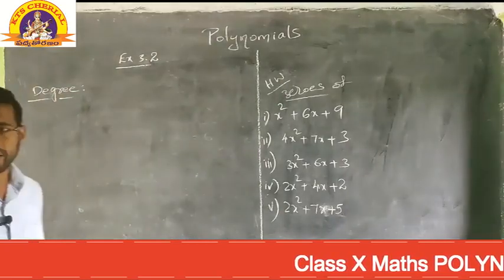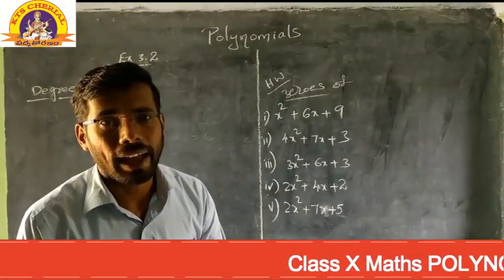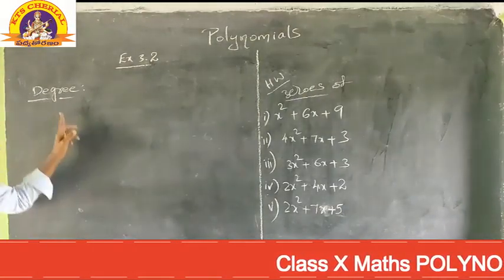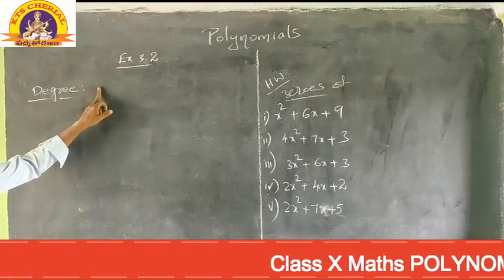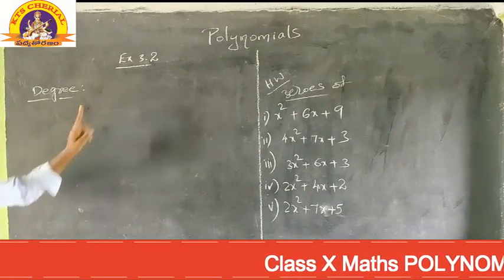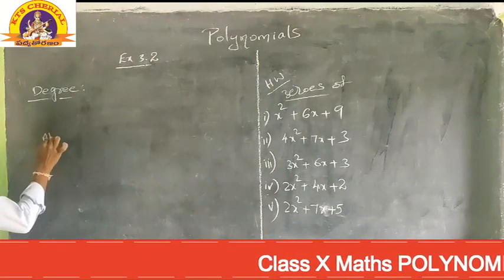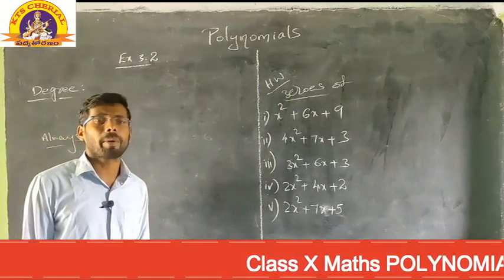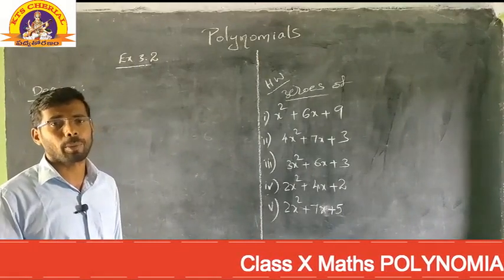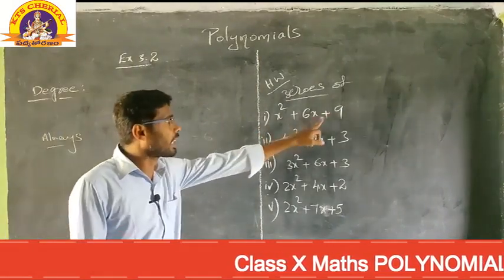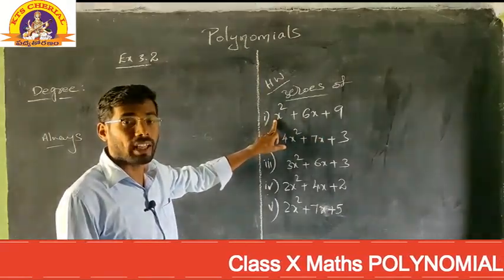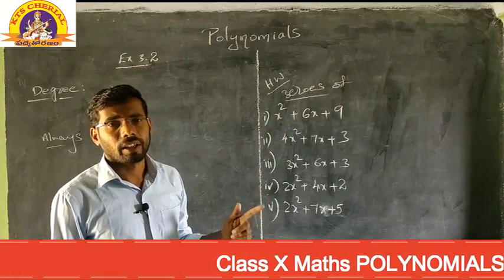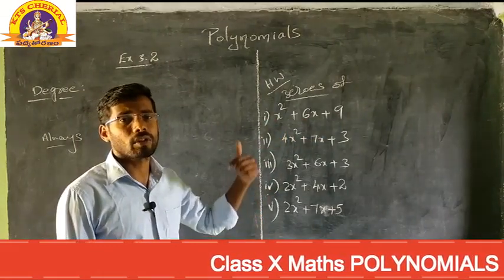Already I told you about degree. Degree means the highest power in a polynomial; we call it the degree. Already I said this, and you have to remember that always the number of zeros is equal to the degree of the polynomial. If you observe properly, the degree of this polynomial is 2, so it has 2 zeros. Always remember that the number of zeros is equal to the degree of the polynomial.